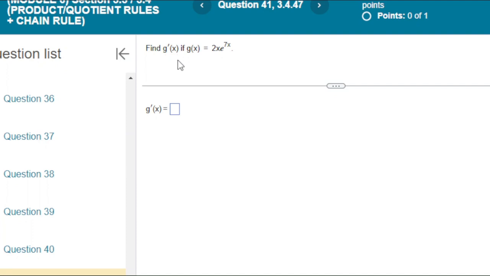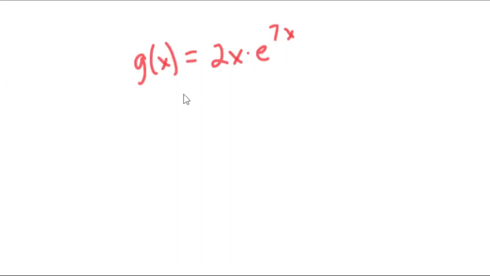So we have: find g prime of x if g of x is 2x times e to the 7x. Okay, so notice we can think of this as a product of two functions. Let's think of it as the product of 2x and e to the 7x. And the reason I can't just do this times the root of this is because this is not a constant here. This is 2x.